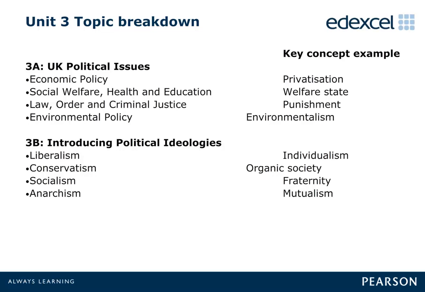On this slide, though, you can see a list of the topics within each of the first two Unit 3 papers. You will see that for Route A, there are 4 broad policy areas, and for Route B, 4 ideologies. You will also see an example of a key concept for each topic. Most topics have 4 or 5 of these, which are key to a secure understanding of the topic.